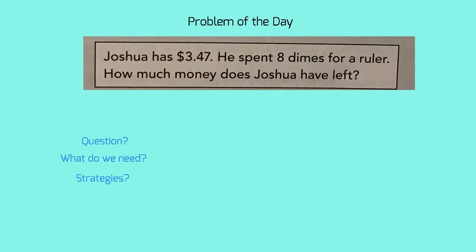Alrighty, boys and girls, today's problem of the day reads, Joshua has $3.47. He spent 8 dimes for a ruler. How much money does Joshua have left? Well, what do we know?